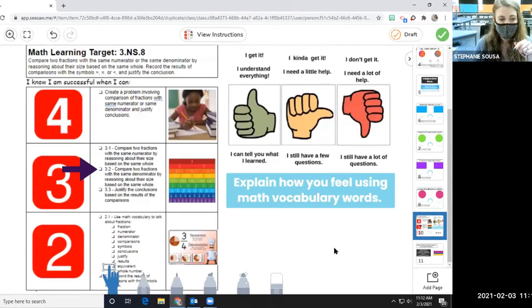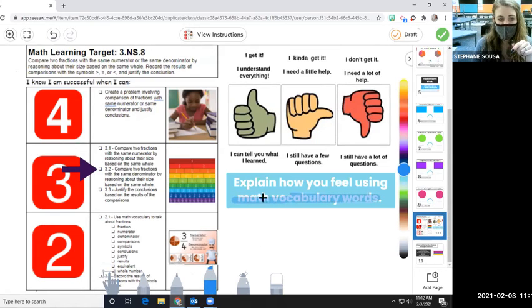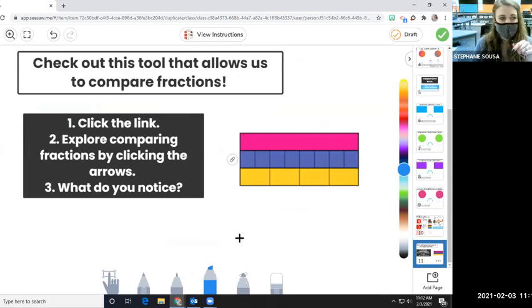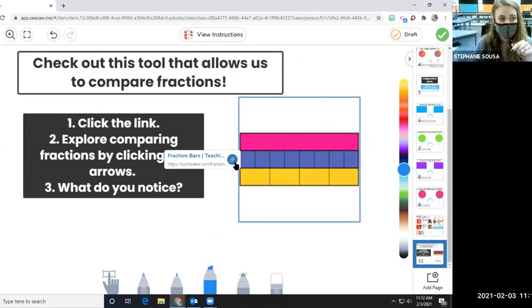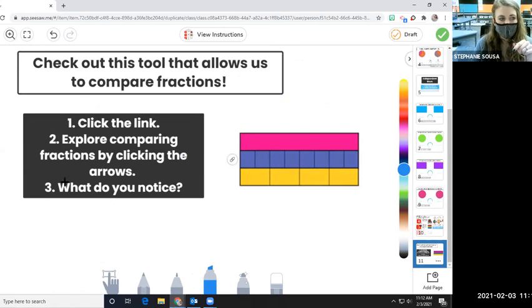On slide 10, this is your success criteria. Let me know how you're feeling about your goal today of partitioning and comparing fractions with the same denominator. And remember to explain how you feel using math vocabulary words. On slide 11 is a link to a tool that you can explore with creating fractions. And if you'd like to share what you noticed, feel free to do so on this slide. Okay, that is your task for today.